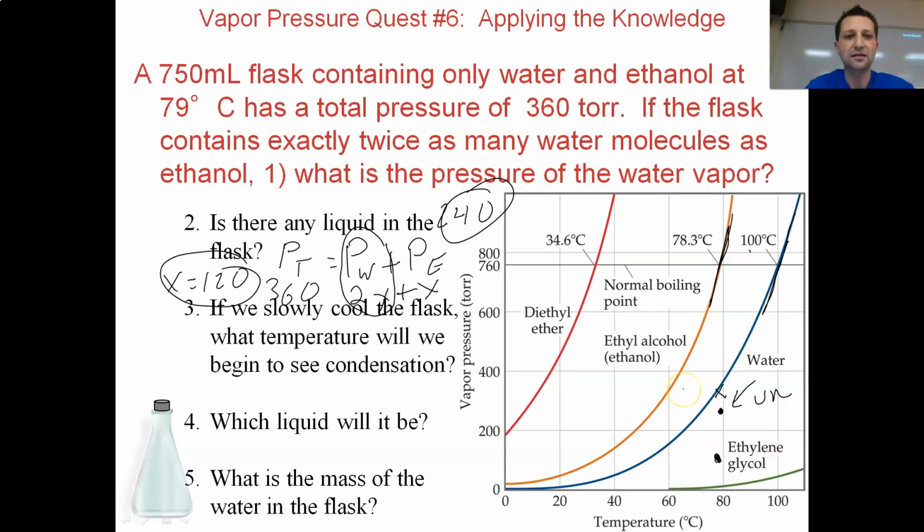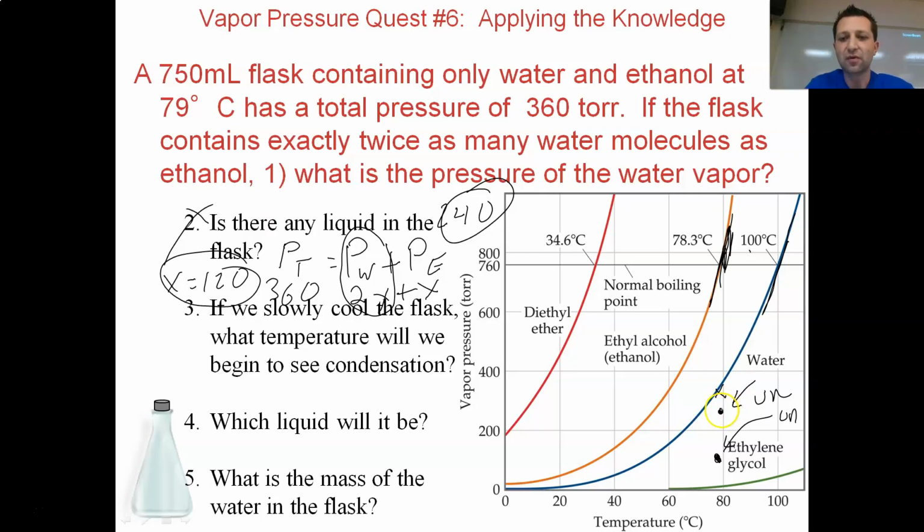And then the ethanol, that curve's here, like we're way below that. So this point here is unsaturated as well. So both of these are unsaturated, so we have no liquid present whatsoever. So we could add a little bit more water, a lot more ethanol, until we reach the saturation point. Okay, so is there any liquid in the flask? No, there's not.